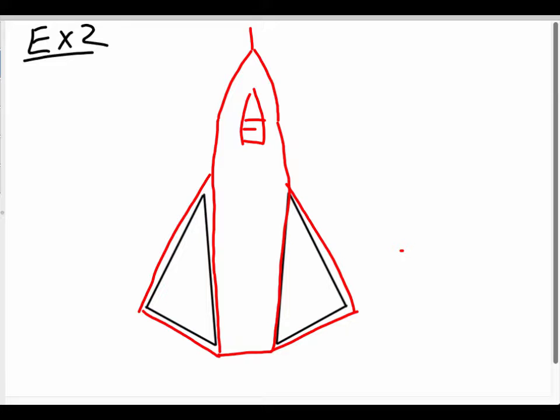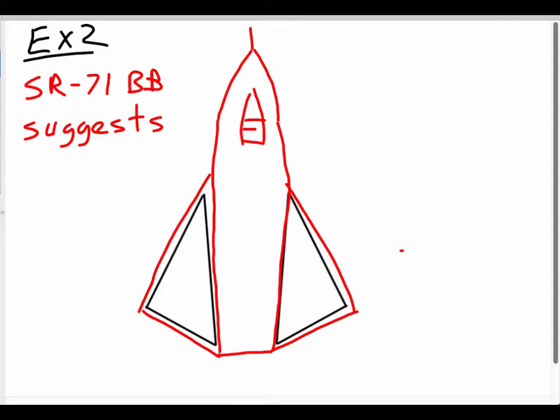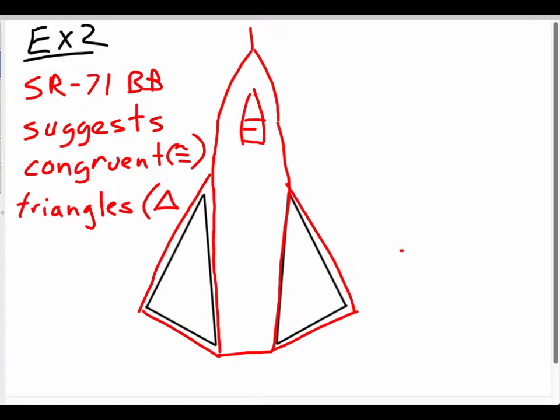It says, multiple choice: the wings of an SR-71 Blackbird suggest that there are congruent triangles. Now remember, the symbol for congruent is an equal sign with the tilde over it. Triangles. And the symbol for a triangle is just a triangle.